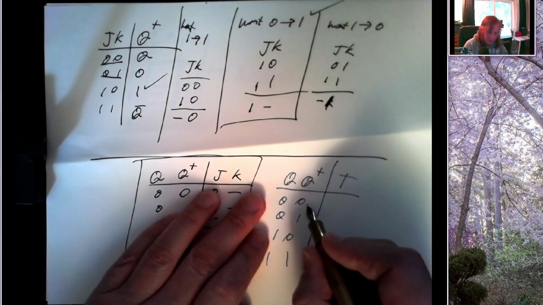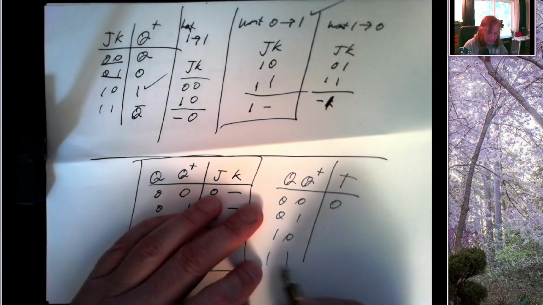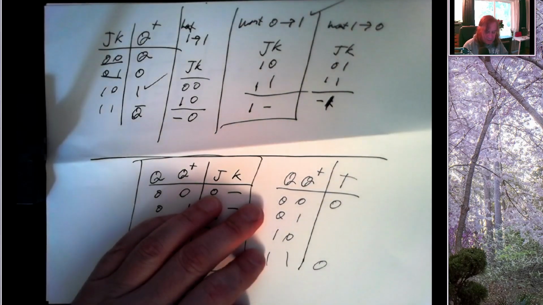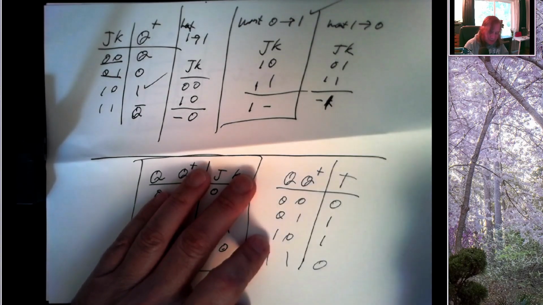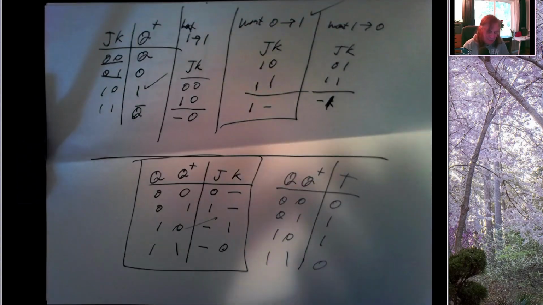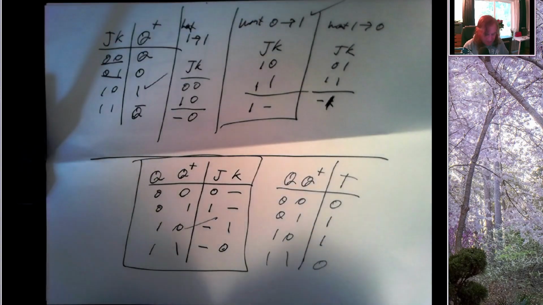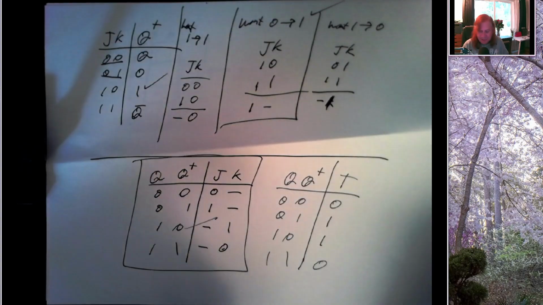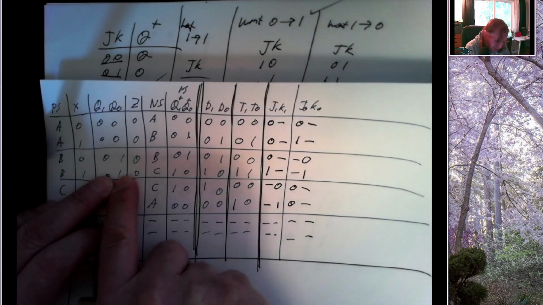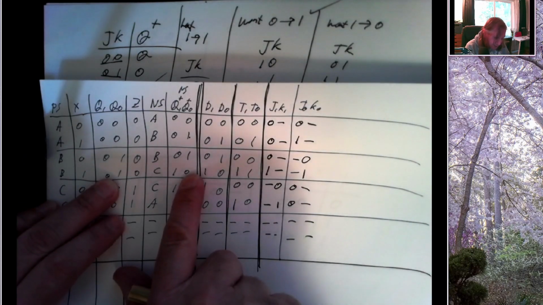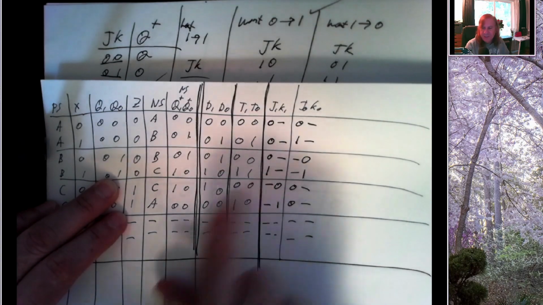Well, if it's a 0 and we want to go to a 0, don't toggle. If it's a 1 and we want to go to a 1, don't toggle. If it's a 0 and we want to switch to a 1, or a 1 and we want to switch to a 0, toggle, right? But a toggle flip-flop is simple enough that if we're filling out our table and we see, oh, here Q0 is a 1 and we want the new Q0 to be a 0, okay, well, we should toggle. We can just write that in.